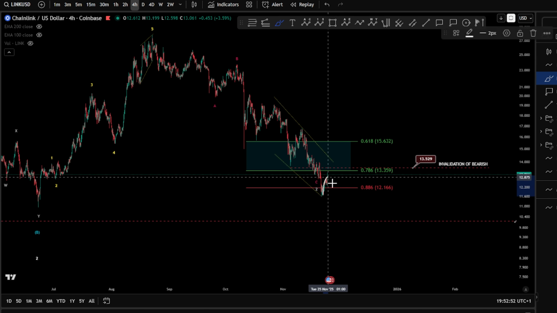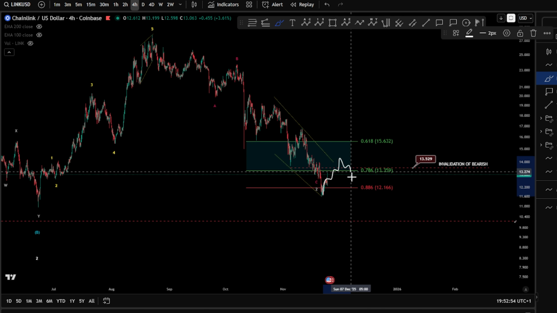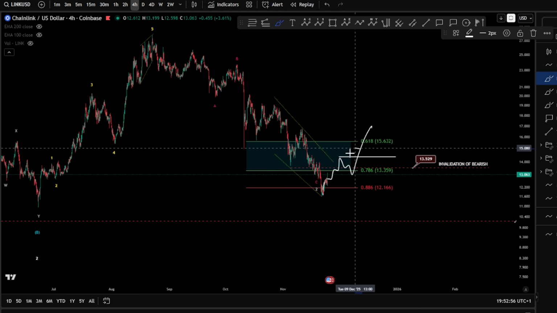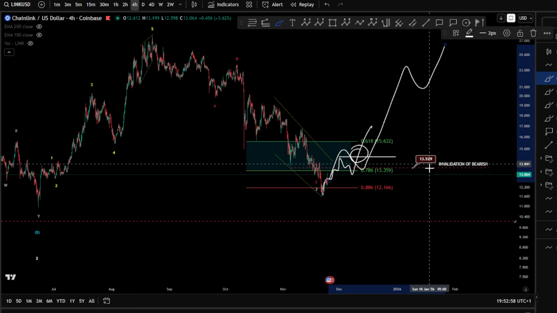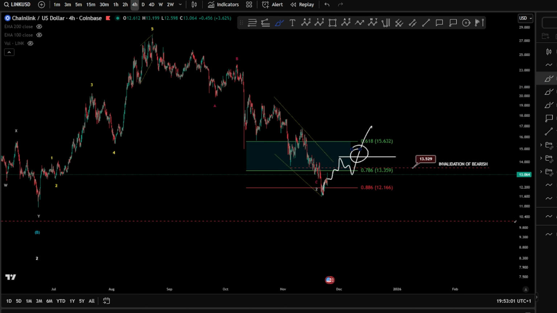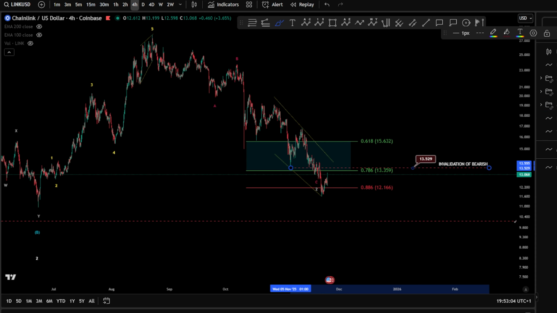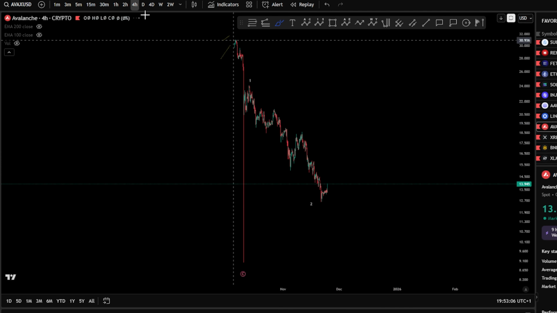Second, we're going to depend again on the structure: 5 waves up, 3 waves down, continuation, breaking the highs. This is your 1, 2, 3, 4, 5, continuation toward the upside step by step. So that's it for Link as well. If we move to Avax.